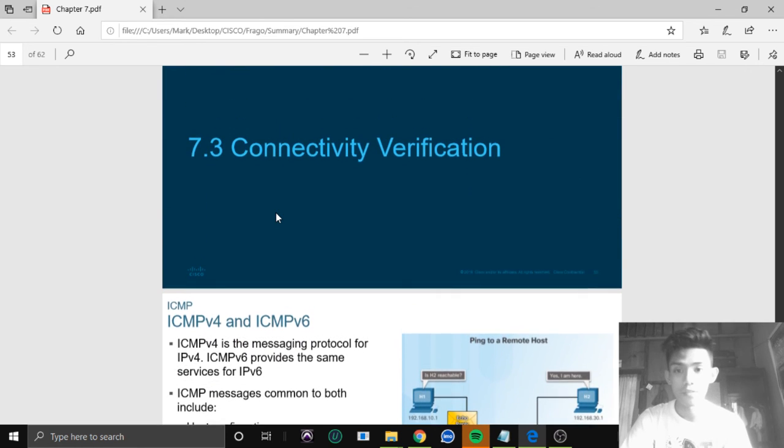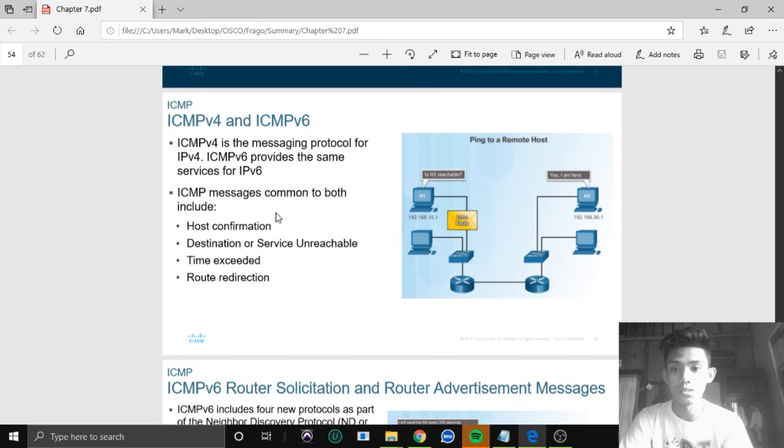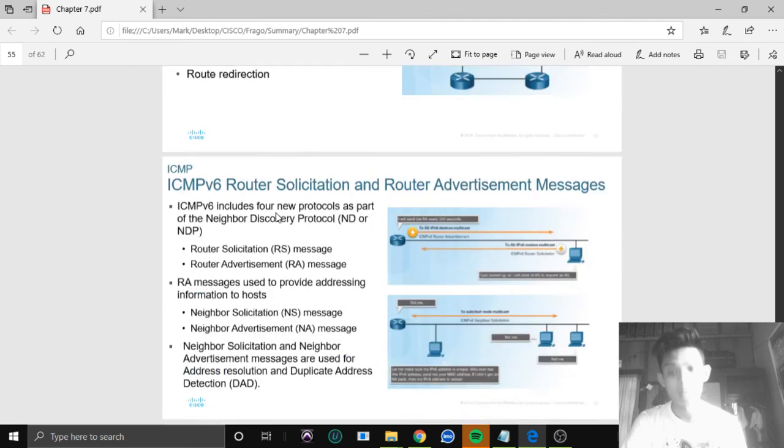So, we have connectivity verification. ICMPv4 is the messaging protocol for IPv4. ICMPv6 provides the same service for IPv6. ICMP message commonly include host confirmation, destination or service unreachable, time exceeded, and route redirection.